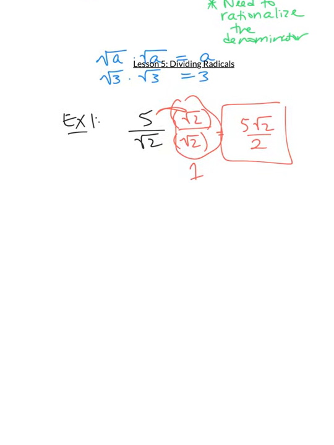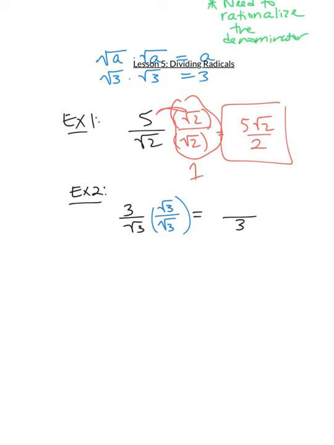Example 2. We're going to simplify 3 over the square root of 3. So I go straight to the denominator, and I see that it has an irrational number, so I multiply by the square root of 3 over the square root of 3. So that's going to give me, in the denominator, 3.